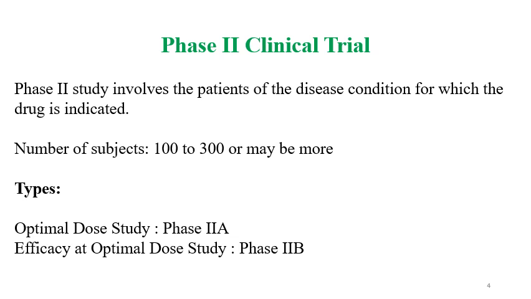The types of phase 2 clinical trials are the optimal dose study and the efficacy at the optimal dose study. So phase 2A and phase 2B are the types depending on the type of study. Phase 2A is the optimal dose study and phase 2B is the efficacy at the optimal dose study.